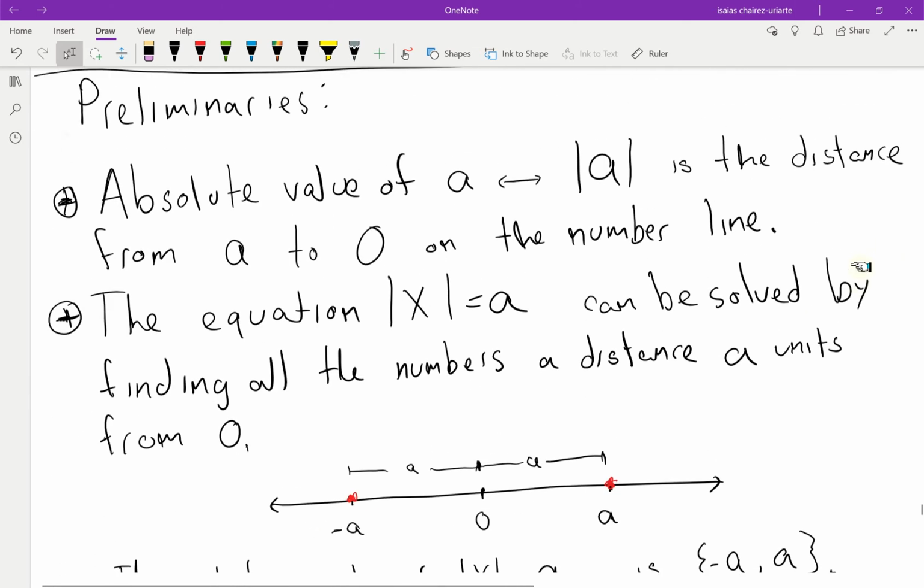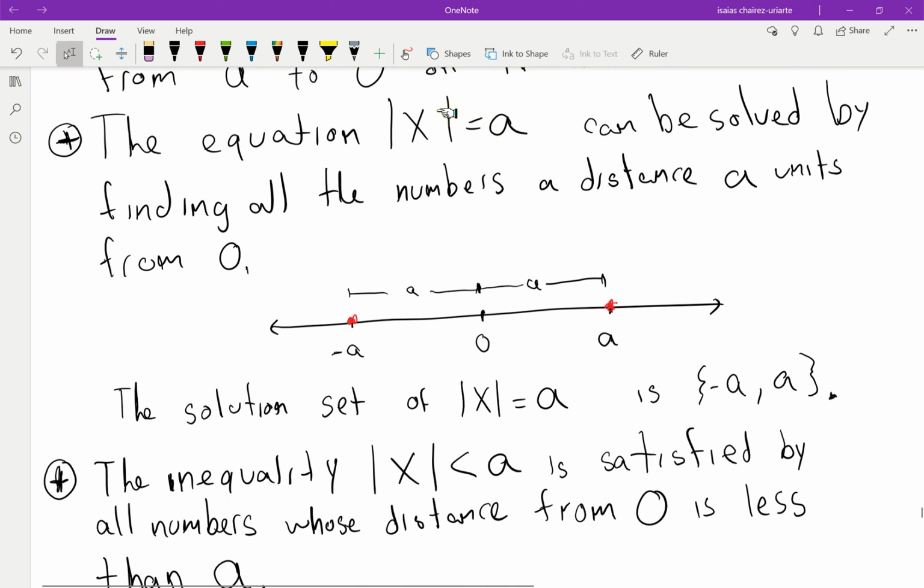Some preliminaries for this. Well, understanding absolute value. The absolute value of A is just the distance from A to 0 on the number line. You can think about it as one-dimensional distance. It's distance in the number line. So the absolute value of A just means how far is A from 0 on the number line.